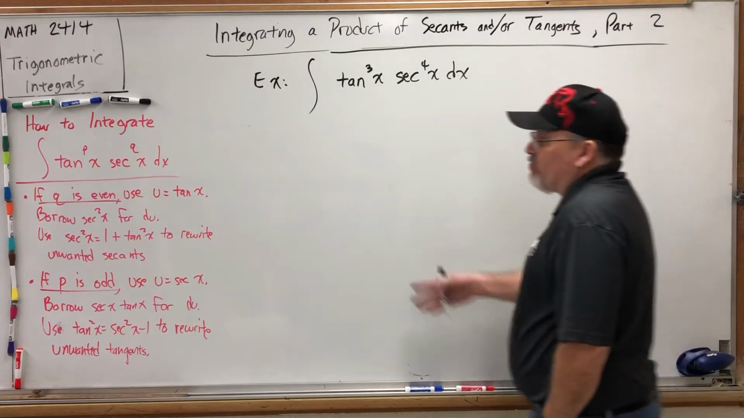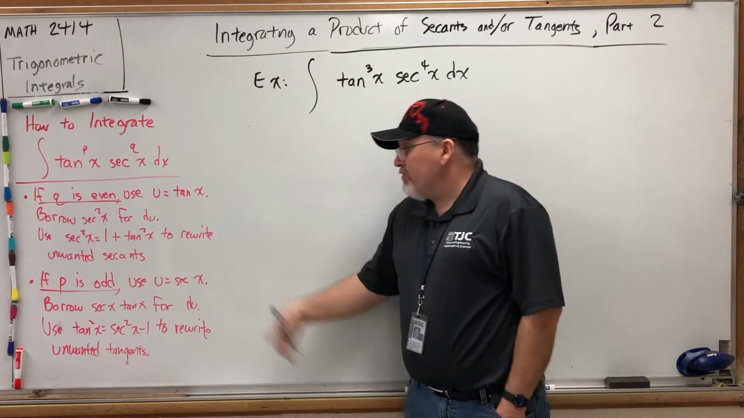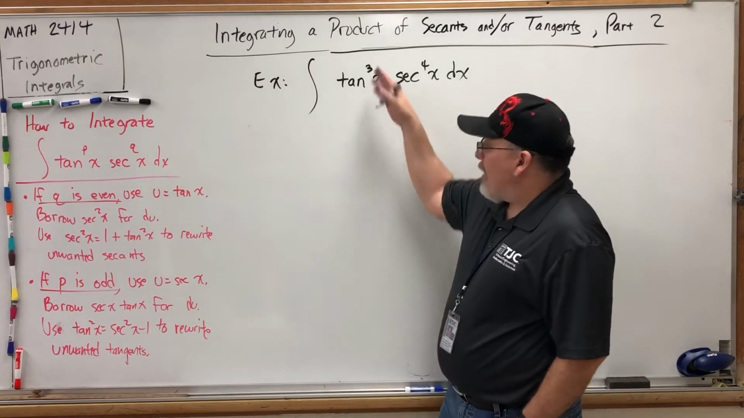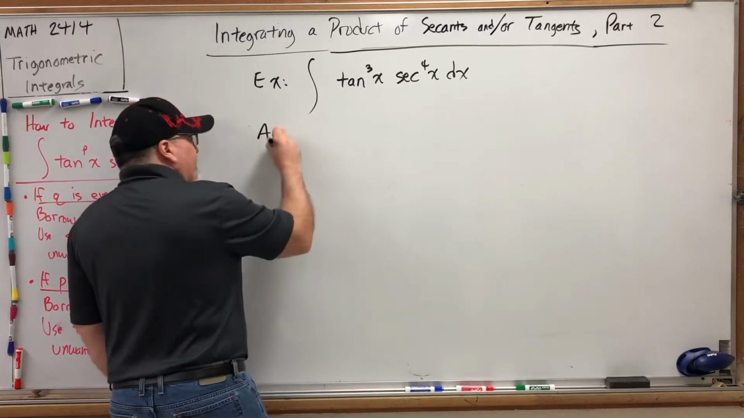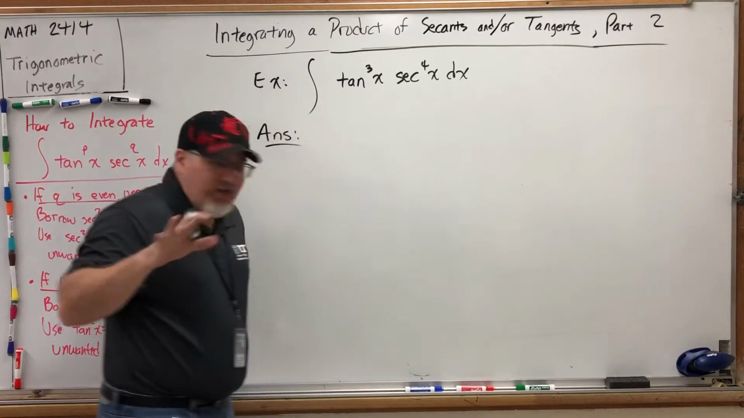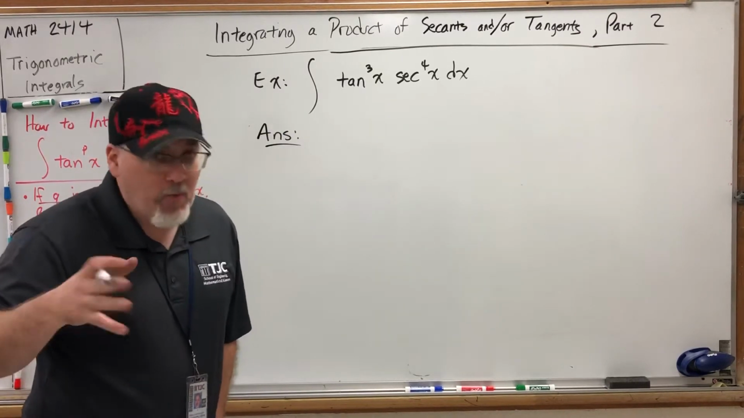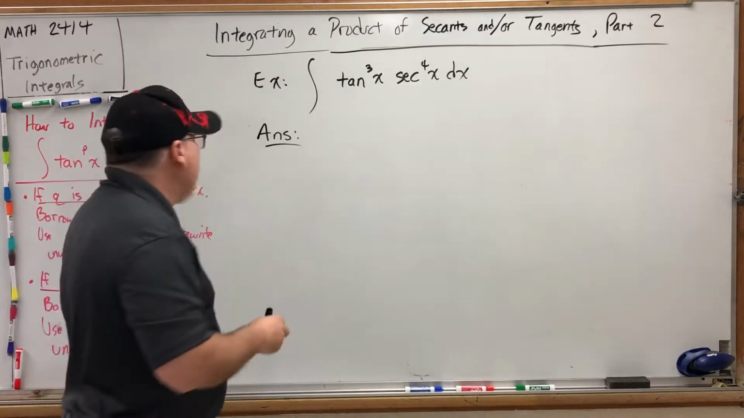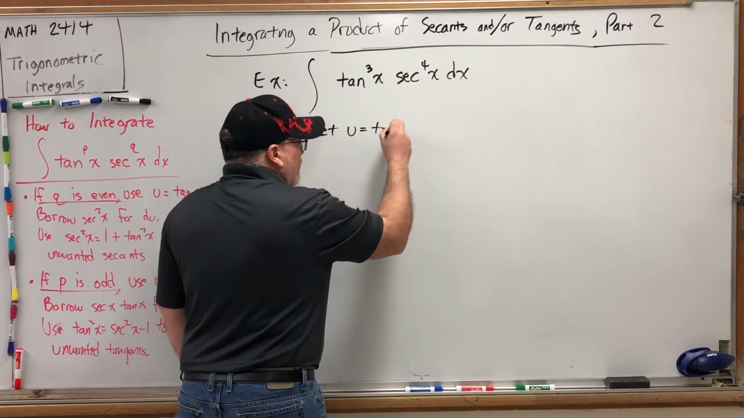We're going to use this strategy when the secant power is even by saying u equals tangent x, and we'll use this strategy where the tangent power is odd and say u equals secant of x. But again, you can memorize words and steps all day long, but if you understand what you're trying to make happen, just jump in. If it works, great. If it doesn't, go back, try the other one. Let's try letting u equal tangent x. Which, by the way, should work.